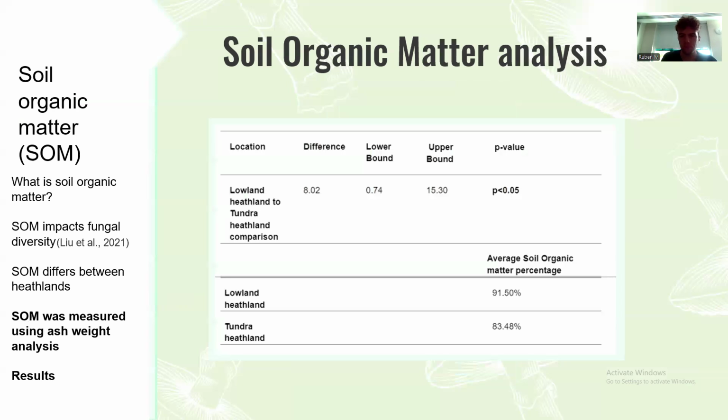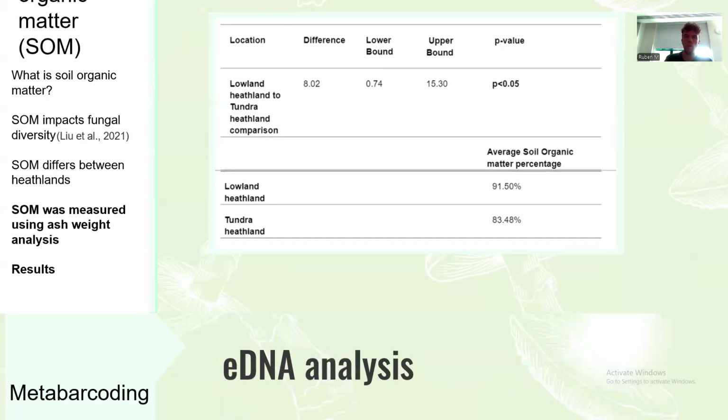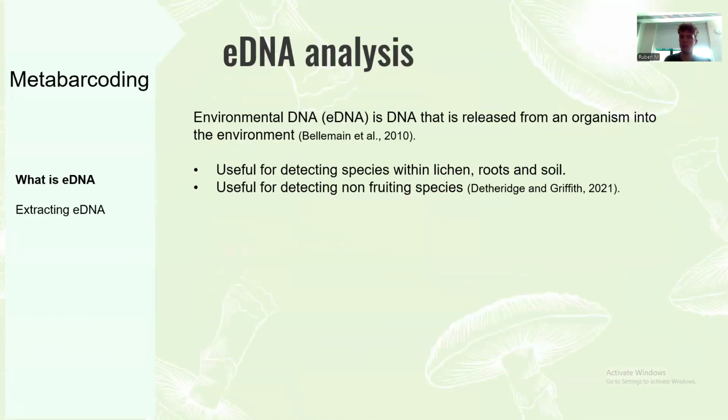The results. I found, as expected, lowland heathland had higher levels of soil organic matter than tundra. And the significance of this will become clear in my results of the community composition. So eDNA analysis was used.